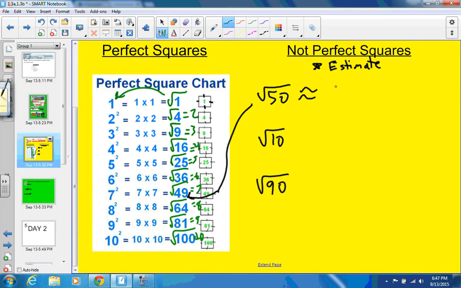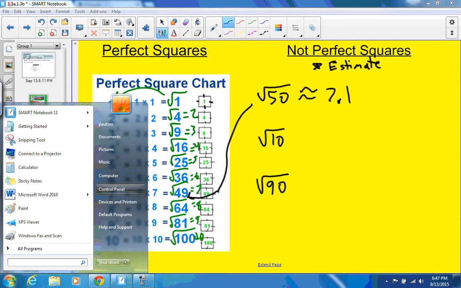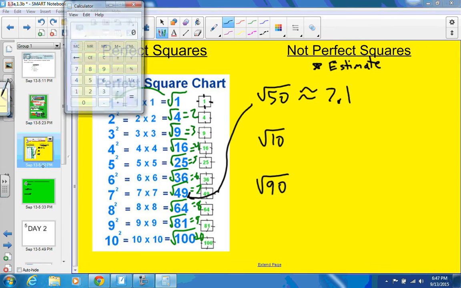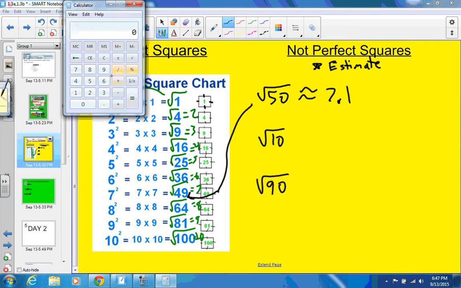Let's estimate the square root of 50. So what times what will get you to 50? It's going to be just, let's say, 7.1. That's an estimate because it's just greater than the square root of 49. And I'm going to show you, for instance, you can do square root on here. So I do 50 and square root. So it's 7.07. That's almost 7.1. So that was a good estimate.